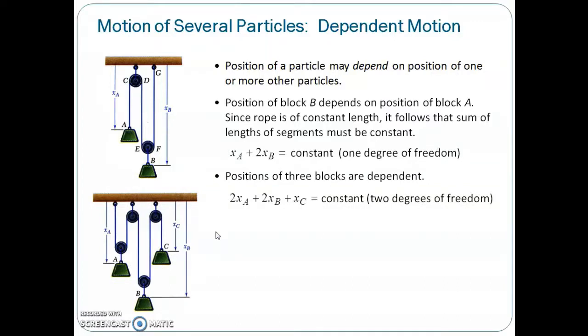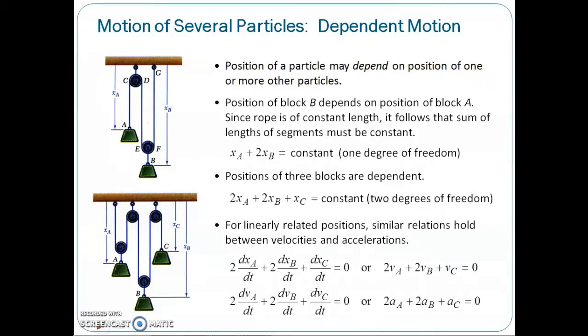In the case of a three-block system, we can again observe that the length of the rope which passes over the pulleys is constant. So we can build the relationship and equation consisting of 2xA plus 2xB plus xC equal to a constant. So here we are saying that it has 2 degrees of freedom, because 2 of the coordinates can be chosen.